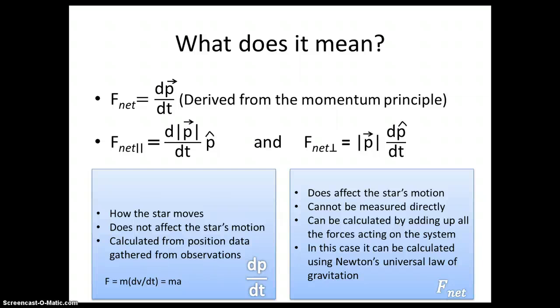Fnet does affect the star's motion. It cannot be measured directly, but it can be calculated by simply adding up all the forces acting on the system. In this case, it can be calculated using Newton's universal law of gravitation.